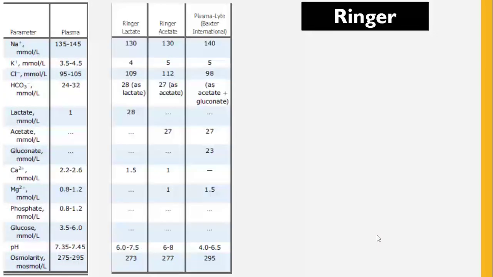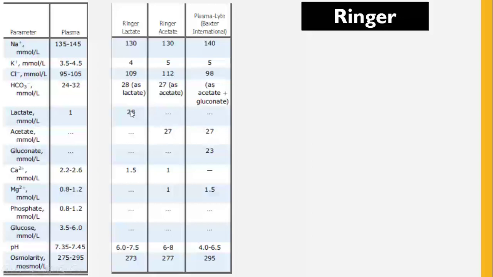Now come to the third common type of solution, which is the Ringer. We have Ringer with buffer and Ringer without buffer. It's not here, but we have the same composition without those buffers. Is it a plain Ringer or Ringer with buffer, like Ringer lactate, Ringer acetate, and Plasma-Lyte? All these are slightly different in the composition of the electrolytes, but different in the type of buffer. We have lactate here and acetate here.